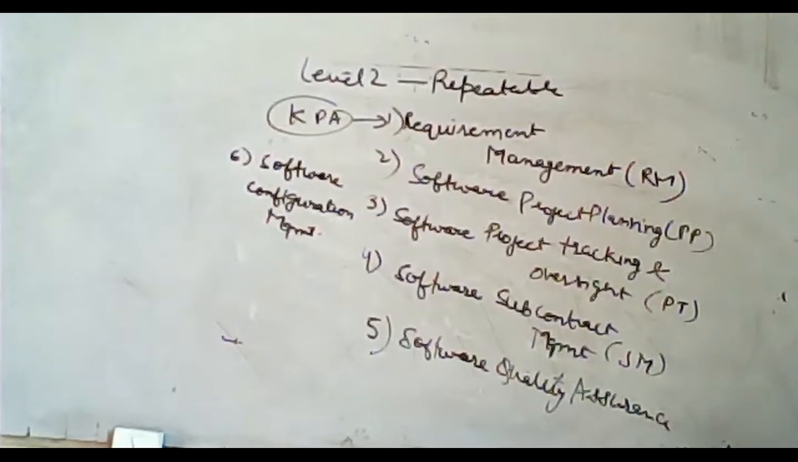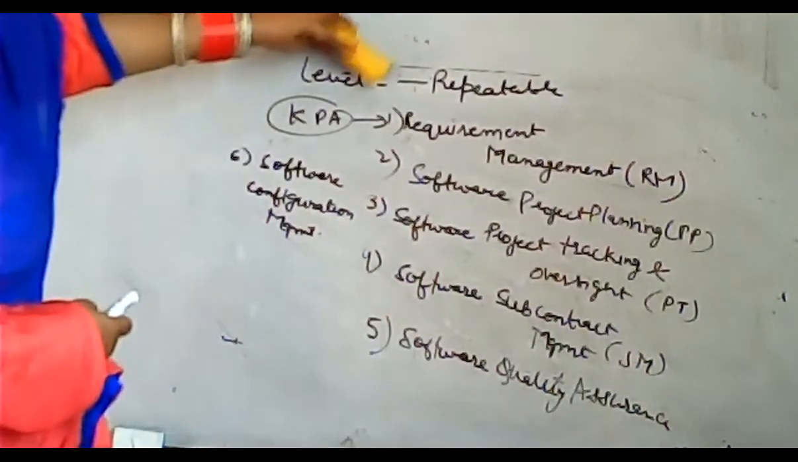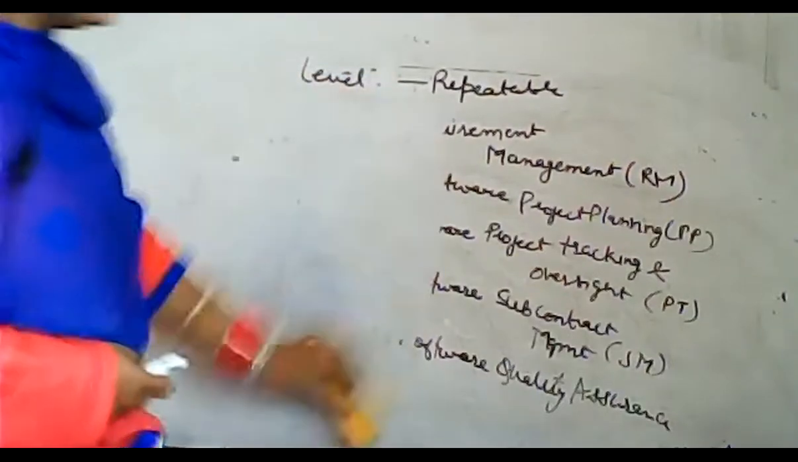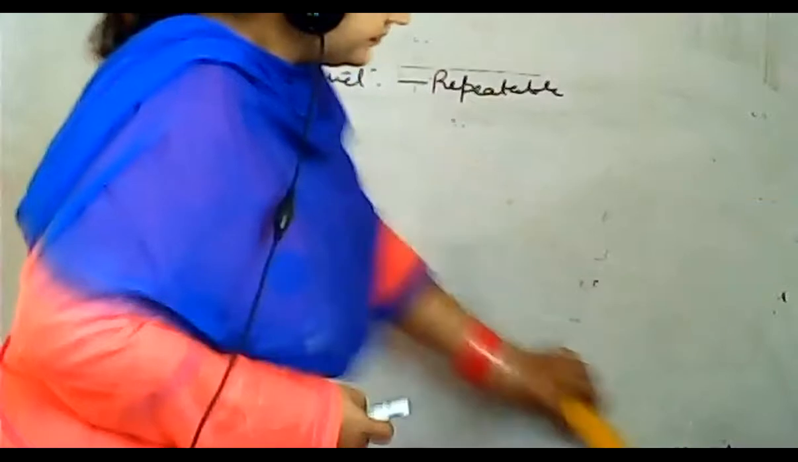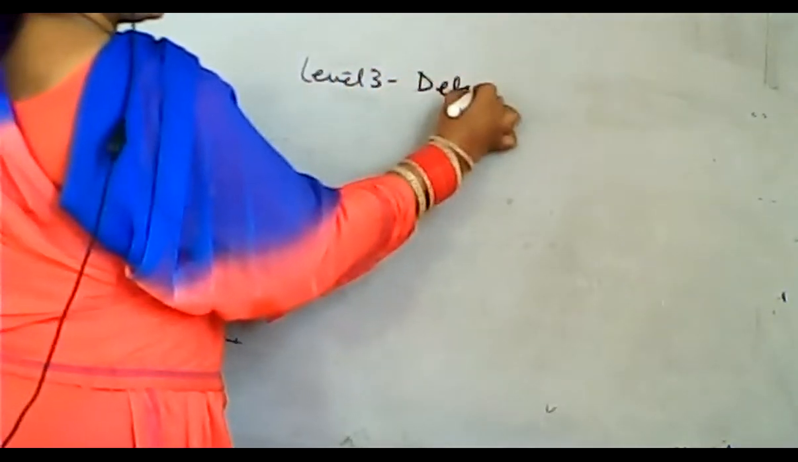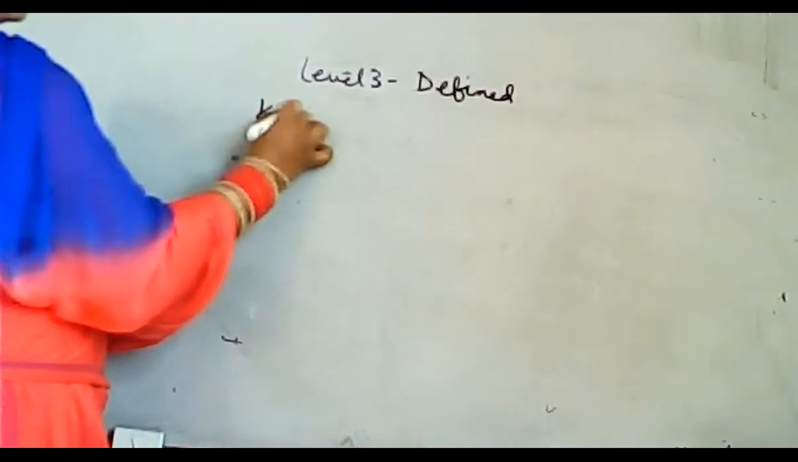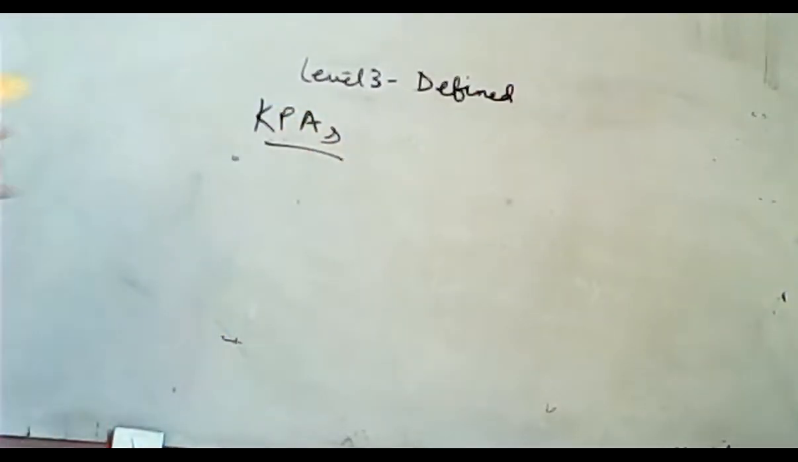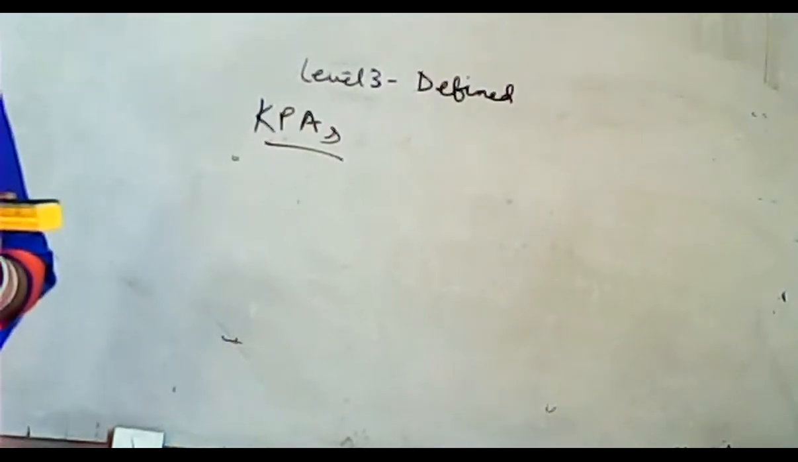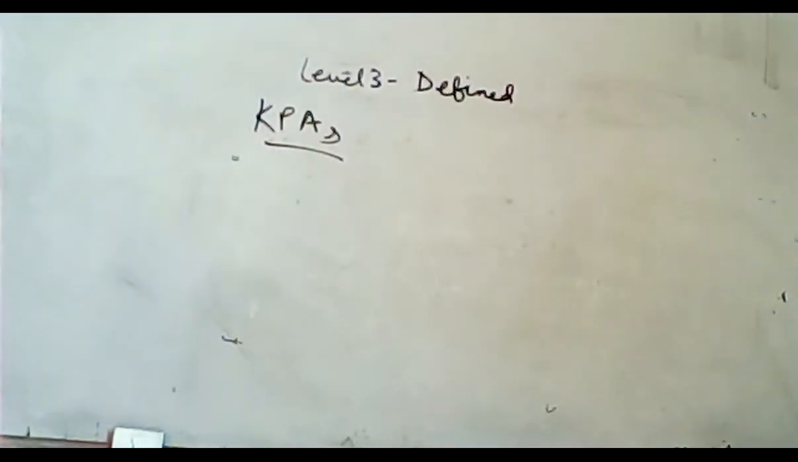Now the key process areas at level 3. Level 3 is defined. So in the case of defined, what are the key process areas? These are level 3, that is defined. The question usually asked on KPAs, key process areas, is: what are the various key process areas in the capability maturity model at different levels?